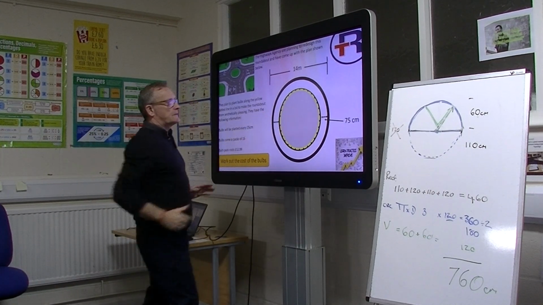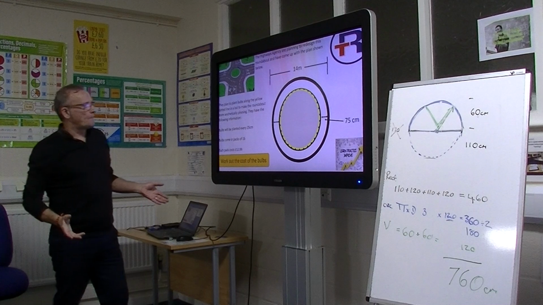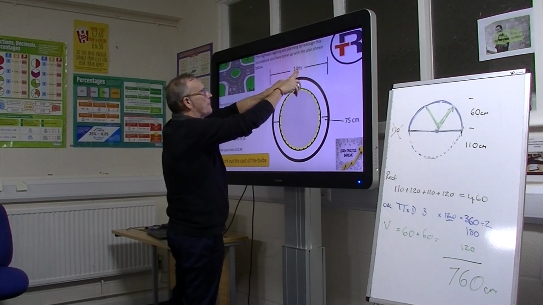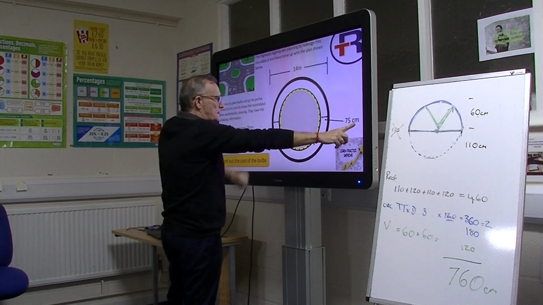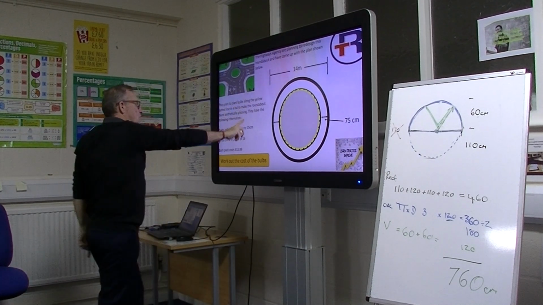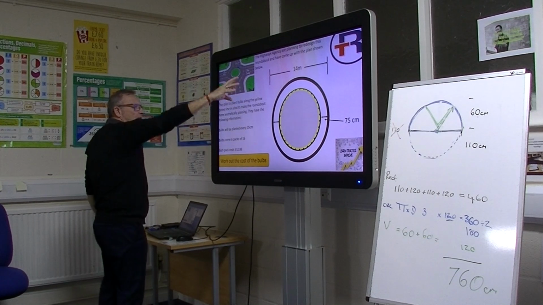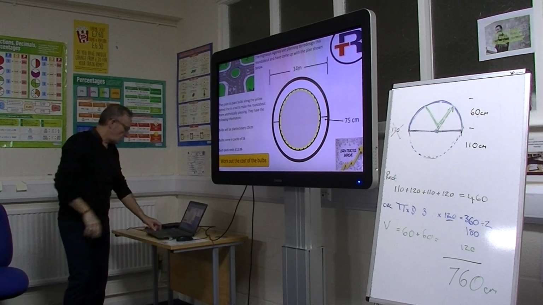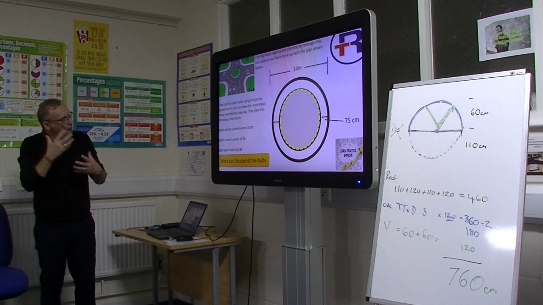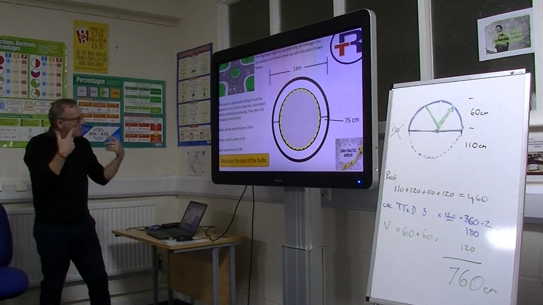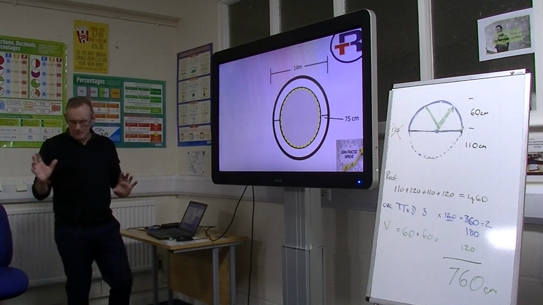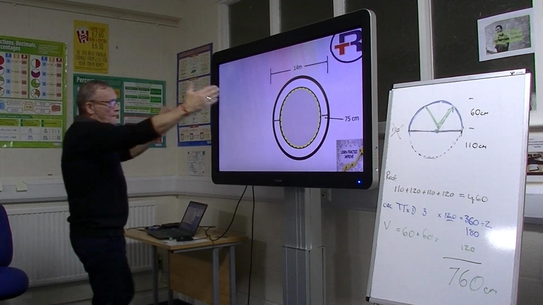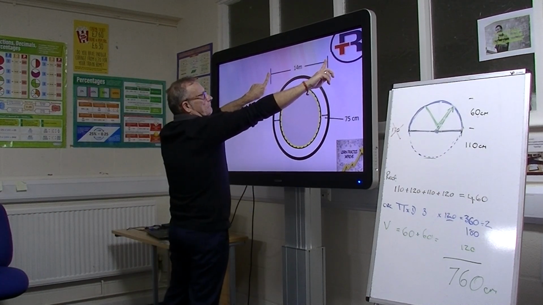We recognise it's a circle. We can see that straight away. However, we've got metres here. We've got 75 centimetres here. We've got 25 centimetres there. So we've got different units of measurement in that particular question. So that already is starting to ring the little alarm bells. Let's attack it in a sensible manner. So the full roundabout is 14 metres.